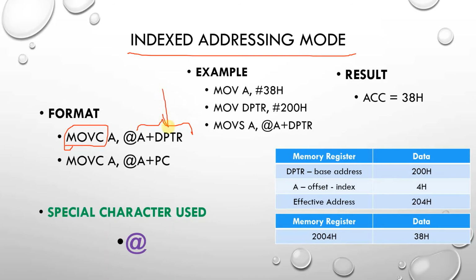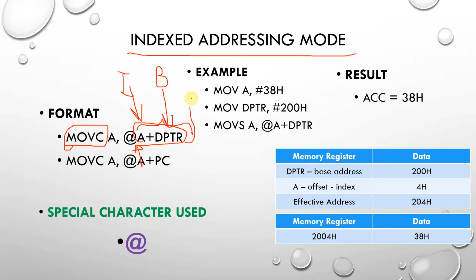These parts are base address, which is contained in DPTR, and index from the base address, that is contained in accumulator, and effective address is obtained by combining or adding the two addresses. The special symbol here is also used as @.